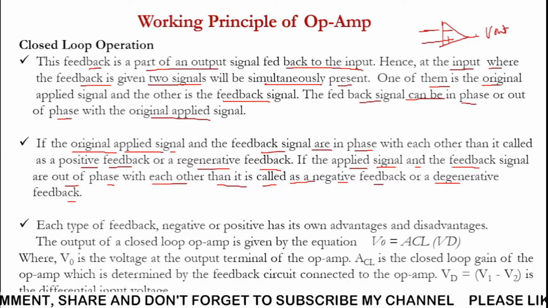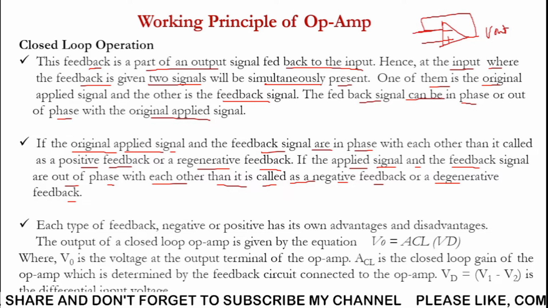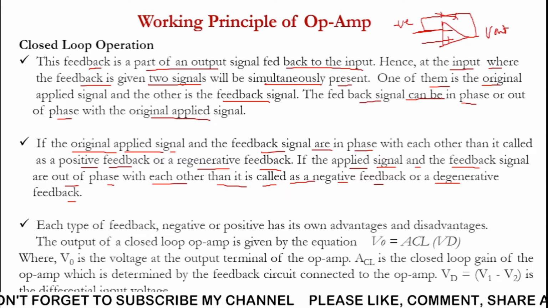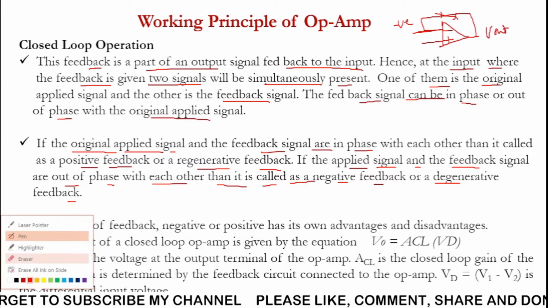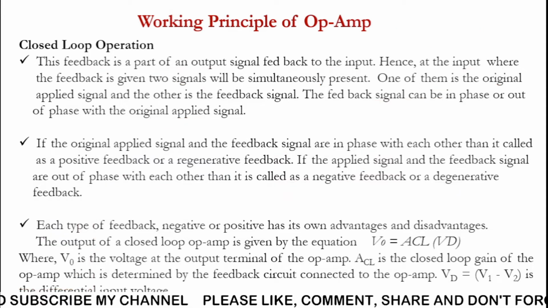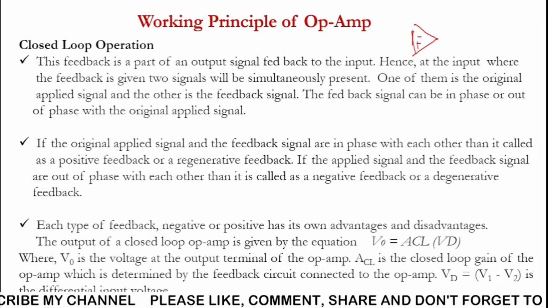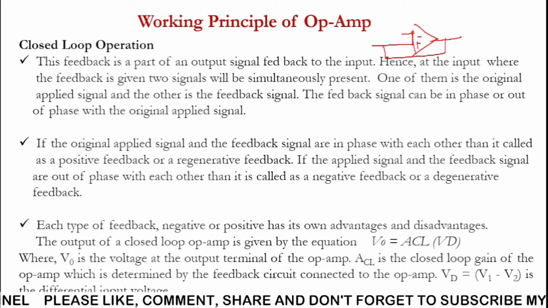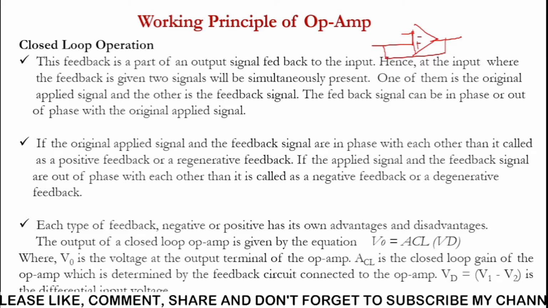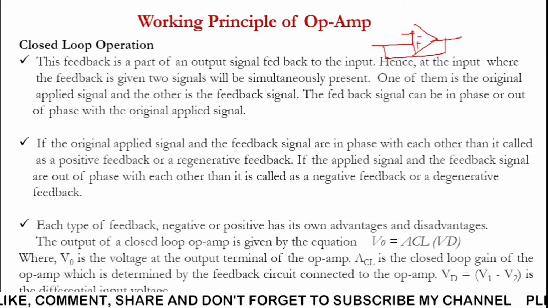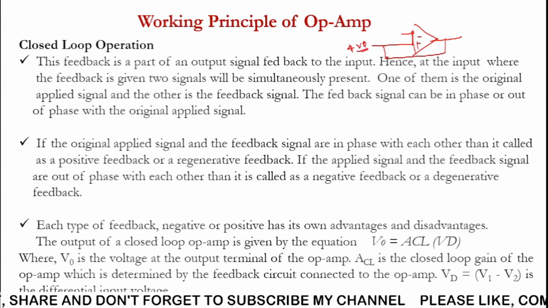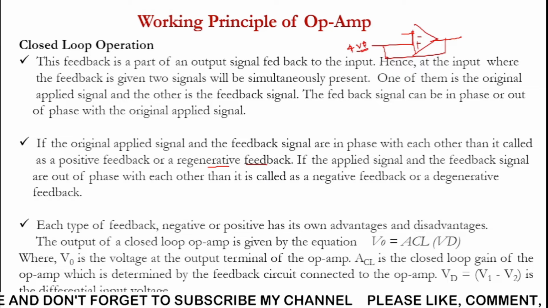If the output is connected to the inverting terminal of the operational amplifier, the signals are out of phase with each other, so that is negative feedback. And if we connect the output to the non-inverting terminal, then the signals are in phase with each other. That's why it is considered to be positive feedback or regenerative feedback.